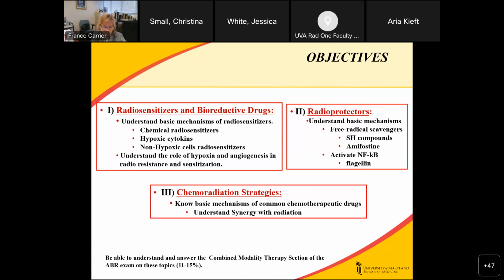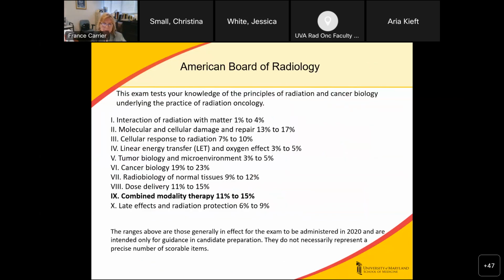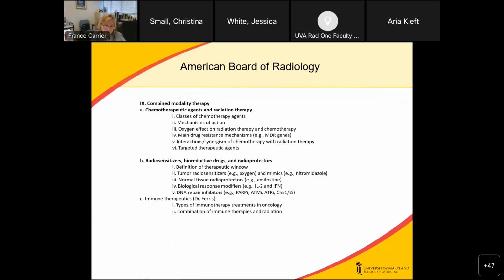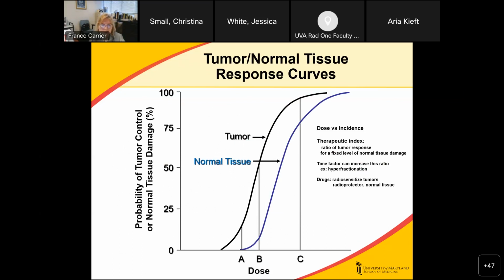The overall goal, of course, is that we would like you to do well in this section, and keep in mind what I've mentioned before, for radiobiology, all those topics will be covered. What I'm talking about today is the combined modality, and it can be up to 15% of the questions. I'm going to cover two of those topics today, the chemotherapeutic agent and radiosensitizer, and the immune therapy will be covered later this afternoon by Dr. Ferris.